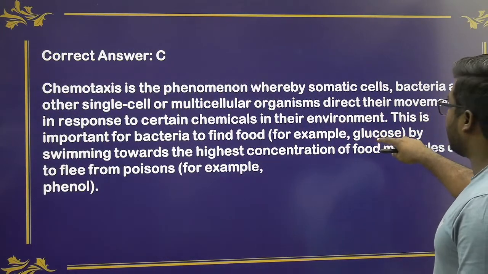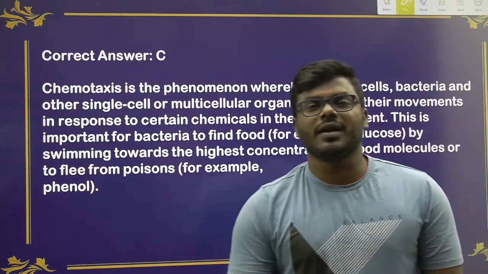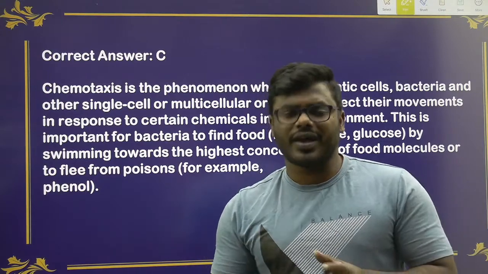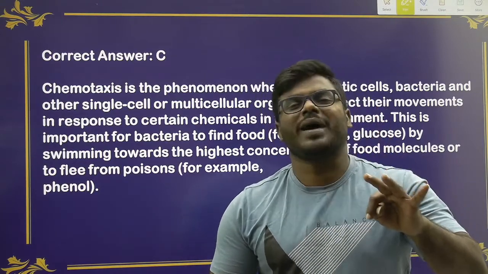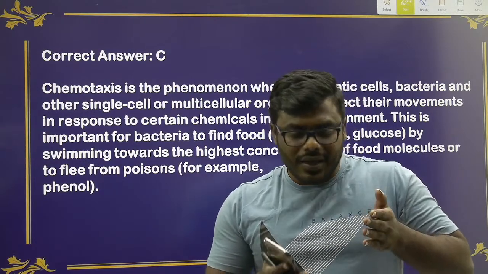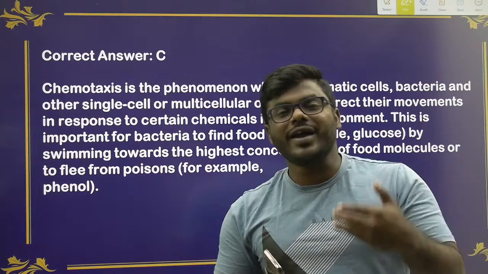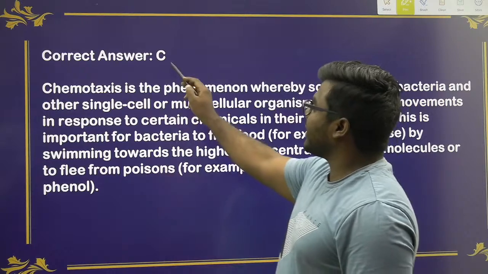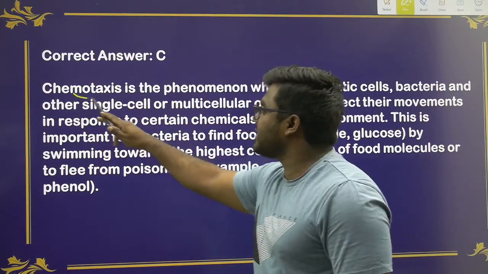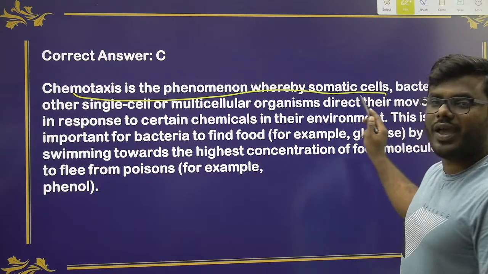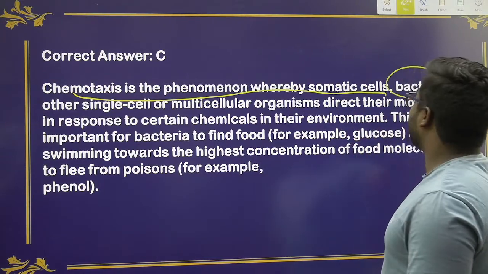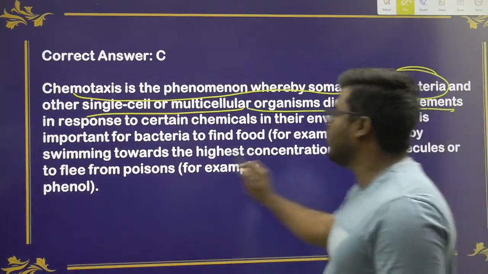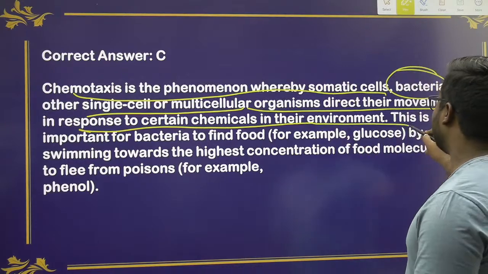So what is actually chemotaxis movement? Chemotaxis is a kind of mechanism where a particular organism, you can take a bacterium, you can take a somatic cell, whatever the organism may be, starts moving to find their food resources with the help of certain chemical signals. That is what we call chemotaxis. It is the phenomenon whereby somatic cells, bacteria and other single-celled or even multicellular organisms direct their movement in response to certain chemicals in the environment.